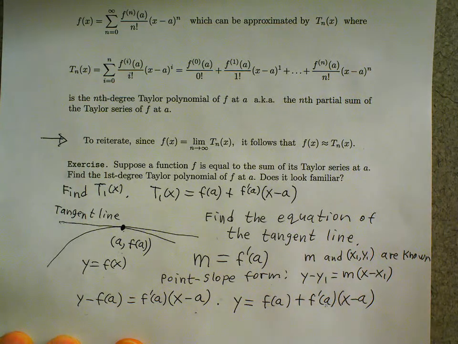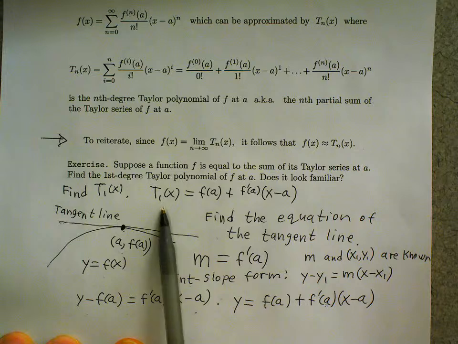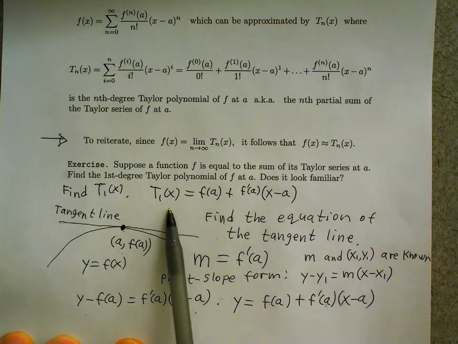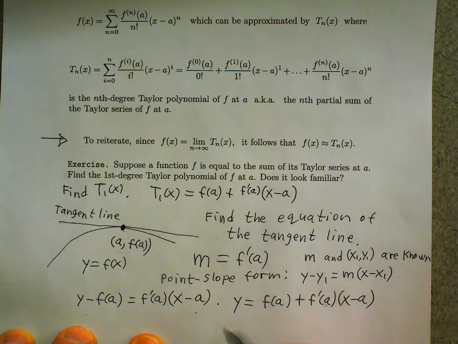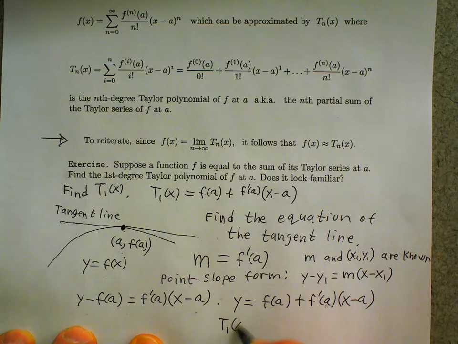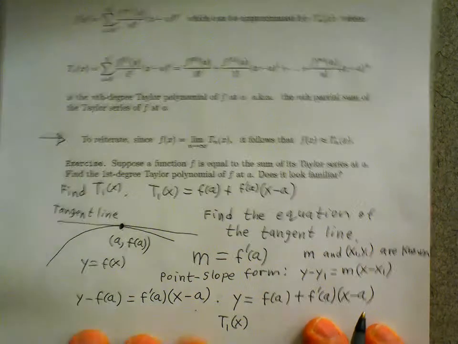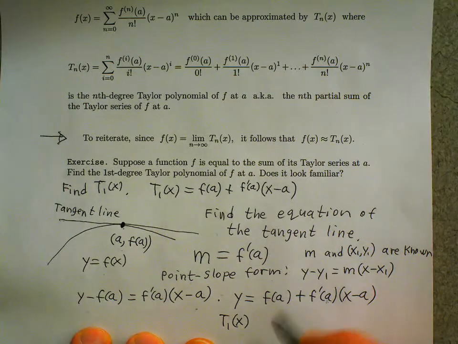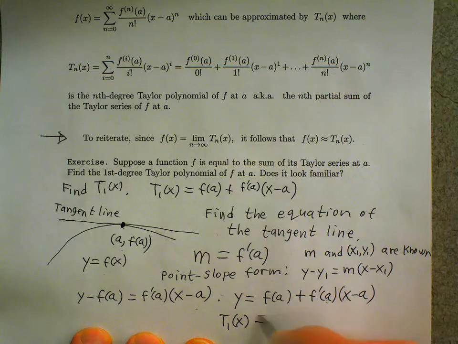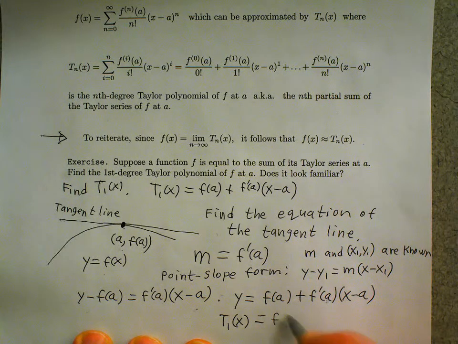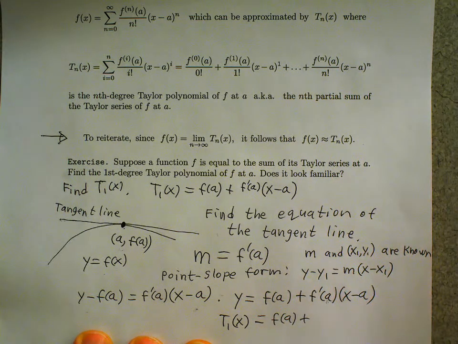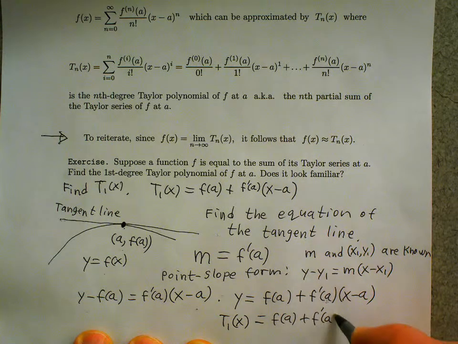Okay, but this is exactly what the first degree Taylor polynomial of f at A is. So the first degree Taylor polynomial of f at A is the tangent line equation that passes through the point A, f of A.